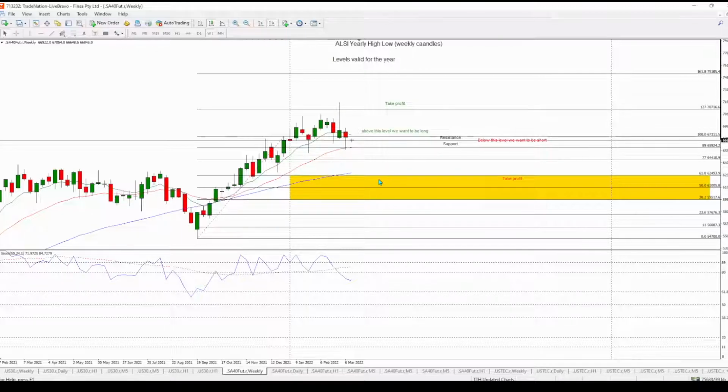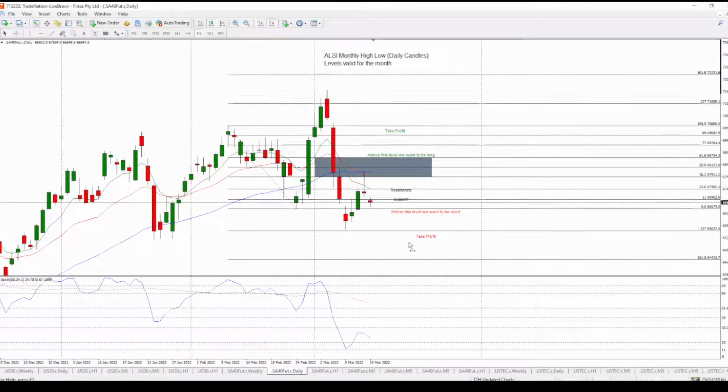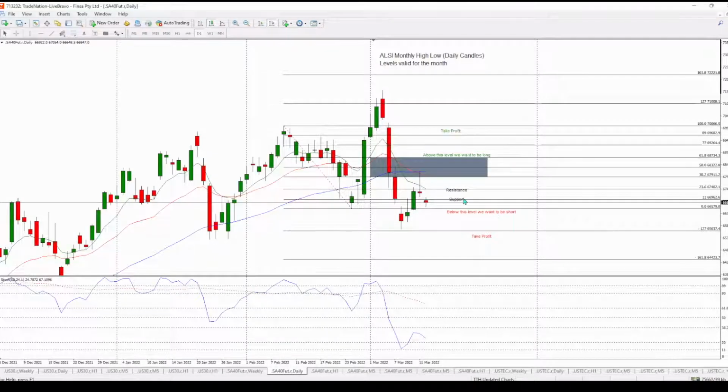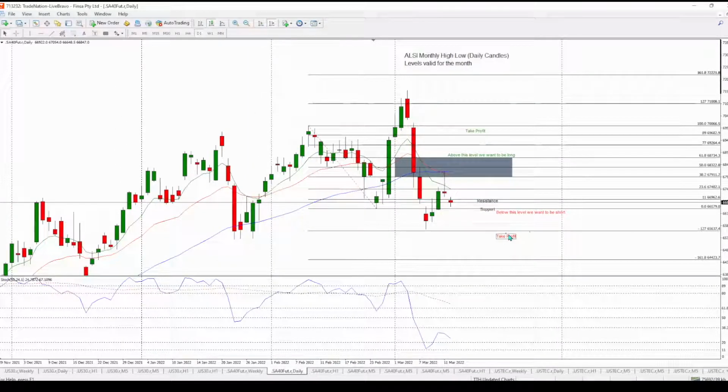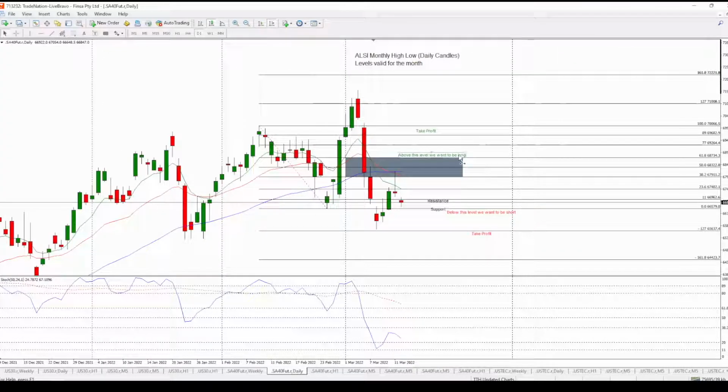So let's see what price does this week if we do break below this 89 or break above this 100 level again. On the monthly high-low daily time frame, level of support is the 0, resistance is the 11. Below the 0, we want to short and aim for this minus 127. Only above 61.8 do we want to be long and aim for the 89.